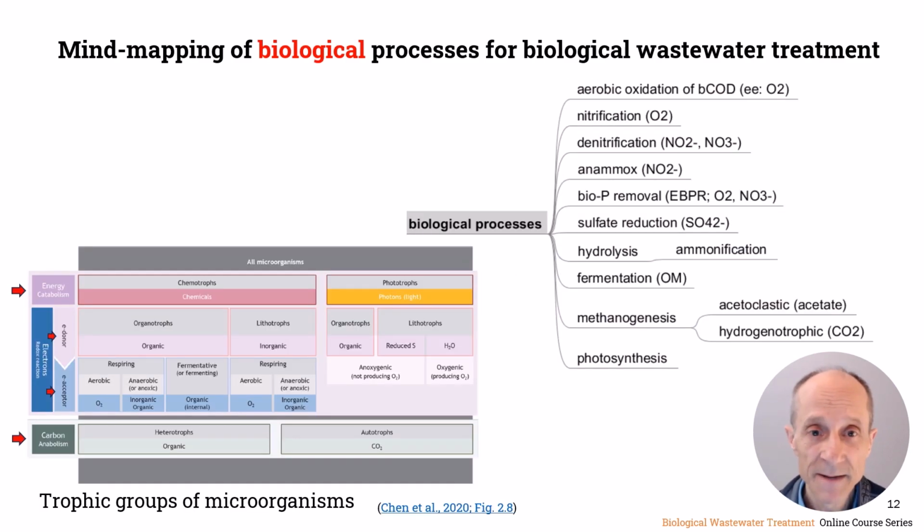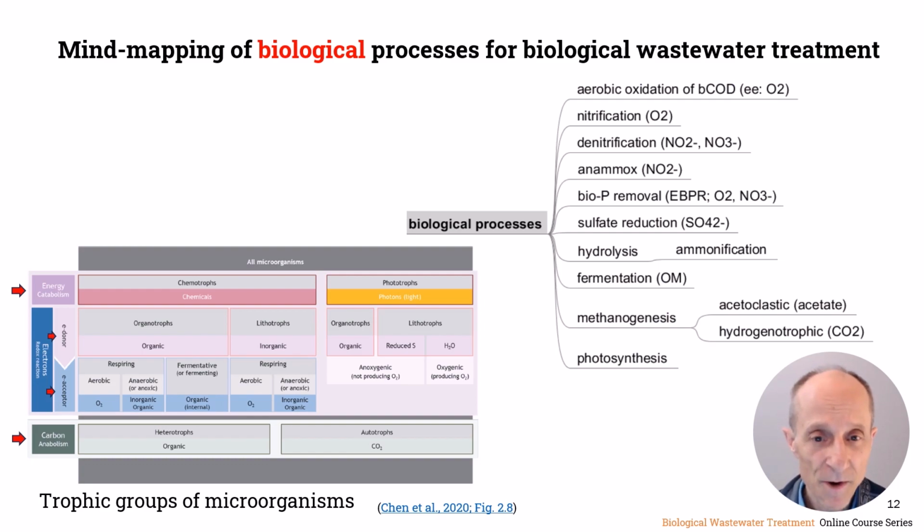Mind mapping biological processes for biological wastewater treatment allows us to divide them into the following categories that illustrate the metabolic diversity of the trophic groups of microorganisms, which is illustrated on the figure on the left. A first broad division between groups of organisms is related to carbon anabolism, illustrated by the bottom left arrow. This carbon comes either from organic matter for heterotrophic organisms, such as humans, or from inorganic carbon, such as carbon dioxide, for autotrophic organisms, such as plants.